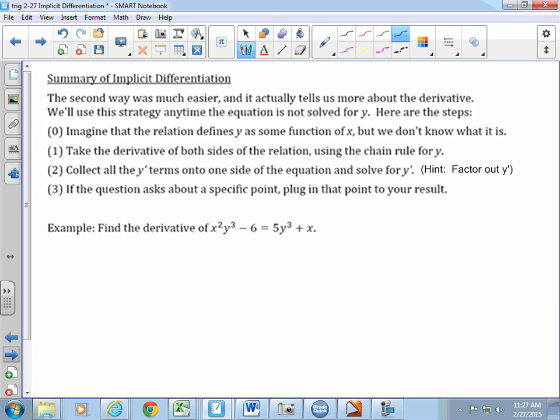Step 1, take the derivative of both sides using the chain rule every time you take a derivative of a term with a y in it. Step 2, collect all the y prime or dy dx terms, depending on which notation you decide you like better, on one side of the equation, and solve for y prime. Hint, you're always going to want to factor out the dy dx's or the y primes. If a question asks you about a specific point, plug it in.